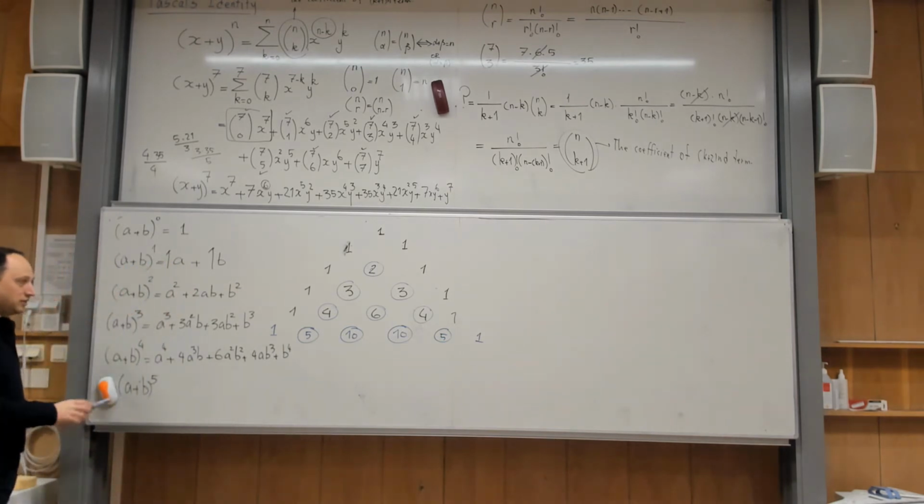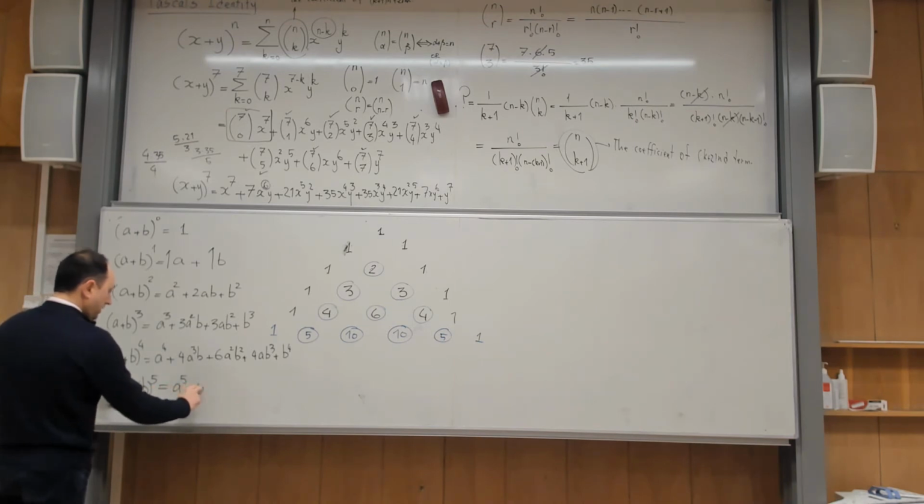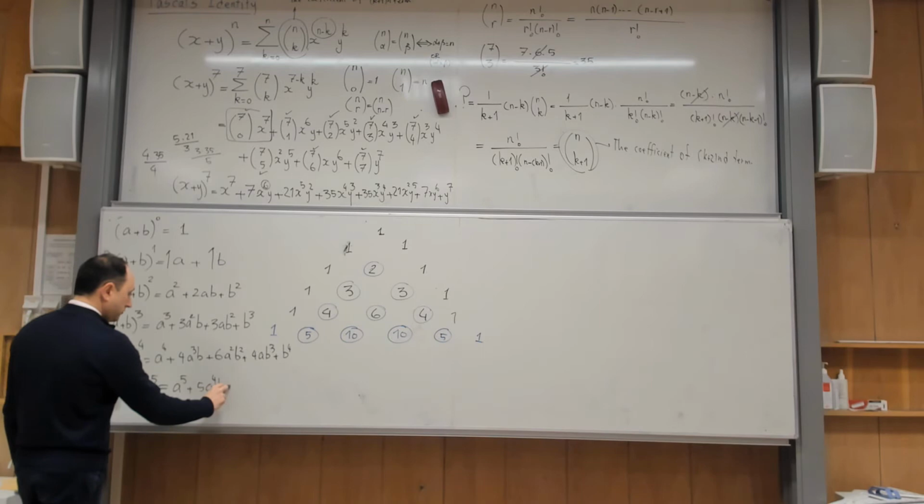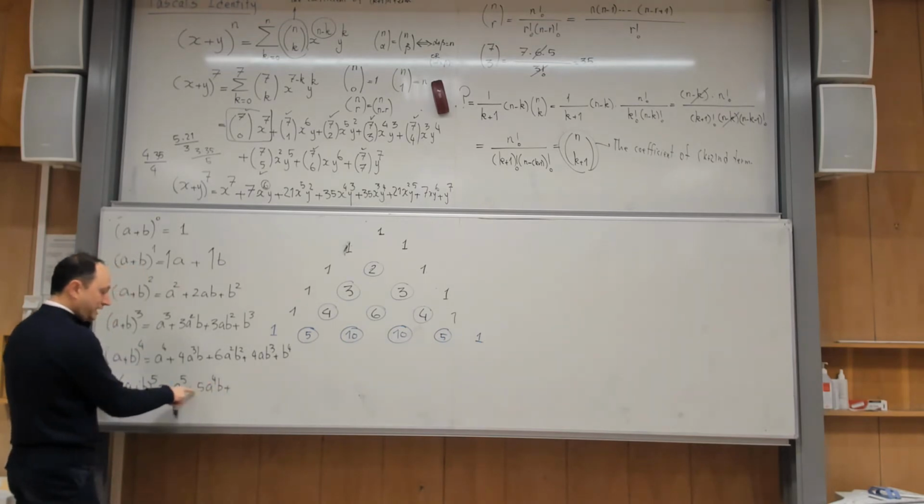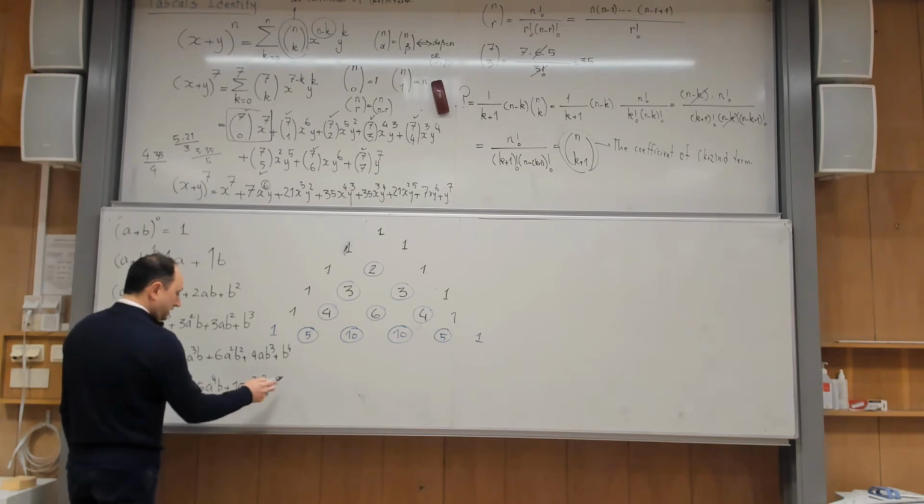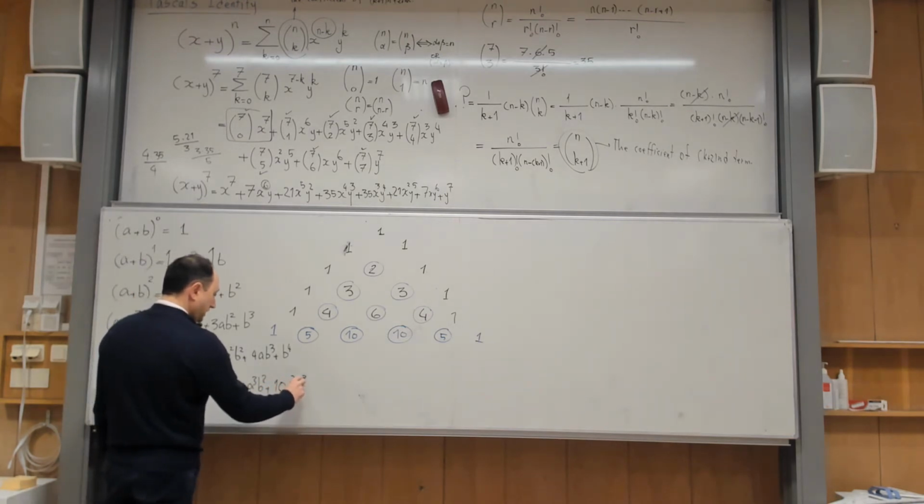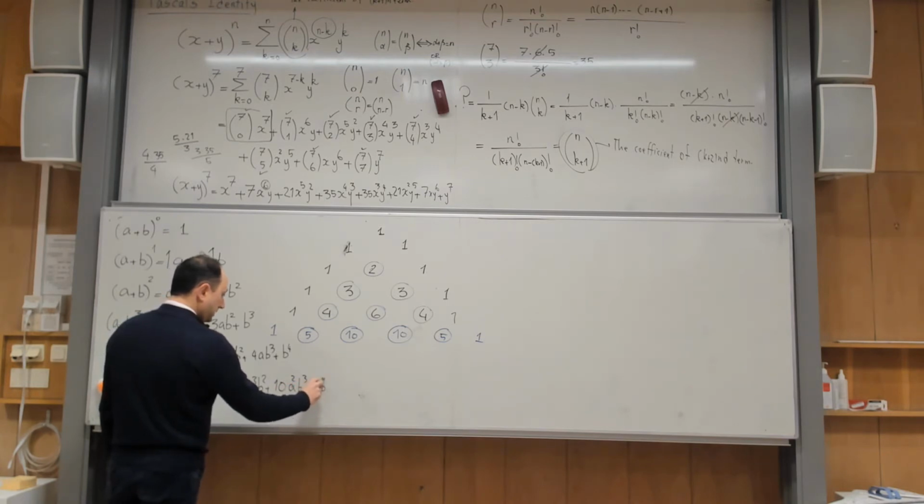And actually calculations confirm that. Yes, so you can confirm that this is exactly a to the power of 5, 5a to the power of 4b. 4 times 5 is 20, divided by 2 is 10, a to the power of 3b squared. And then again, a squared b cubed, and then you have 5ab to the power of 4, and finally b to the power of 5.